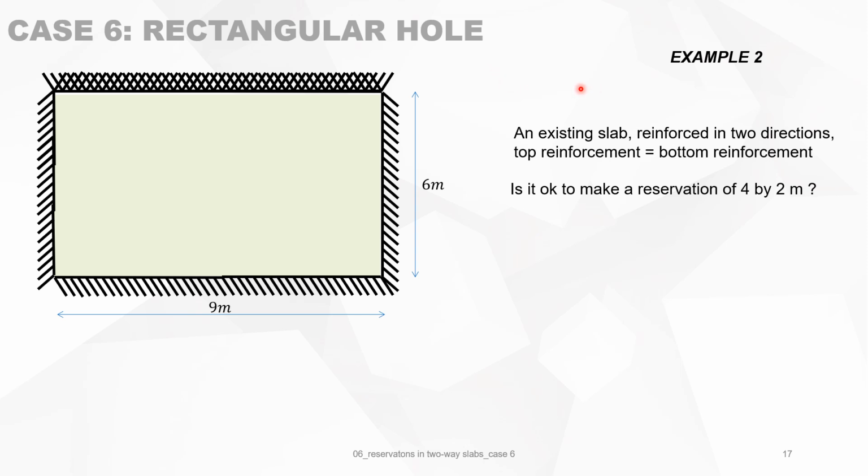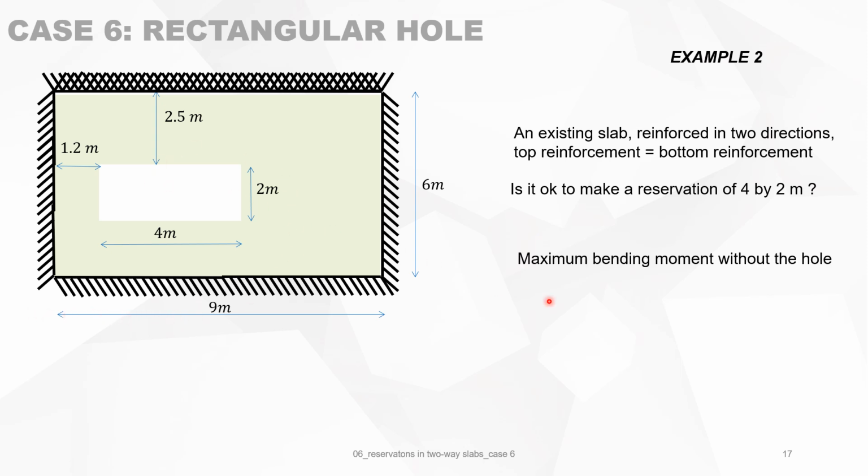We will now look at another example. We have an existing slab which is reinforced in two directions, and the only thing we know is that the top reinforcement is equal to the bottom reinforcement, and we are going to make a reservation in this existing slab, with this size. We do not know how much reinforcement is there in the slab. We can only suppose that the slab was calculated in a proper way. So how will we deal with this problem?